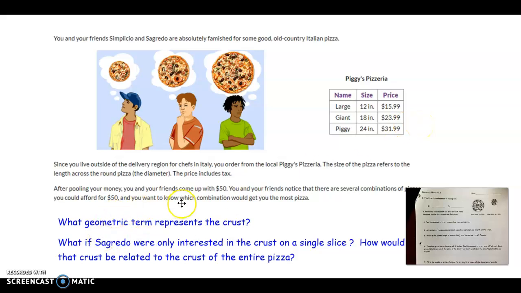What geometric term do we use to represent the crust? So remember, the crust is what goes around the outside of the pizza. So hopefully you know we call that the circumference. That's what we call the perimeter of a circle, is the circumference. So our question is, what if you were only interested in the crust on a single slice? How would that crust be related to the crust of the entire pizza? Well, a single slice would be a fractional part of the entire circumference.